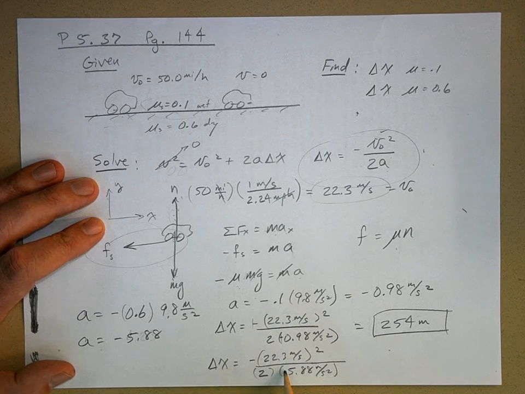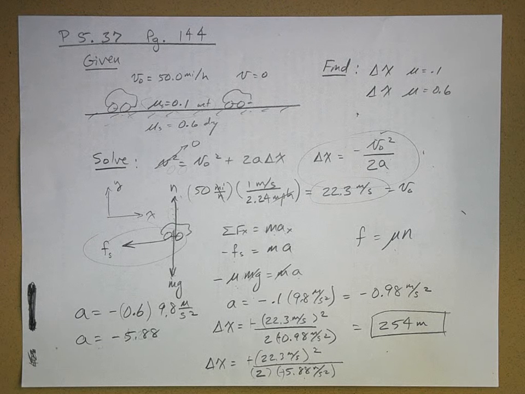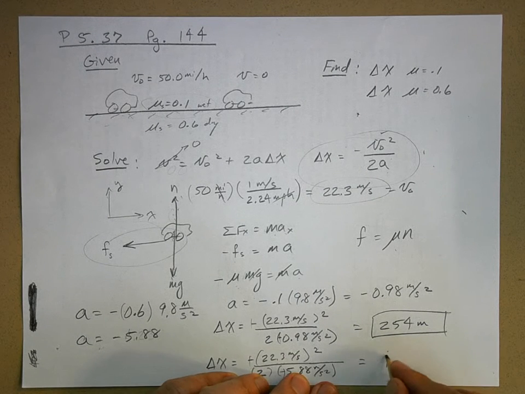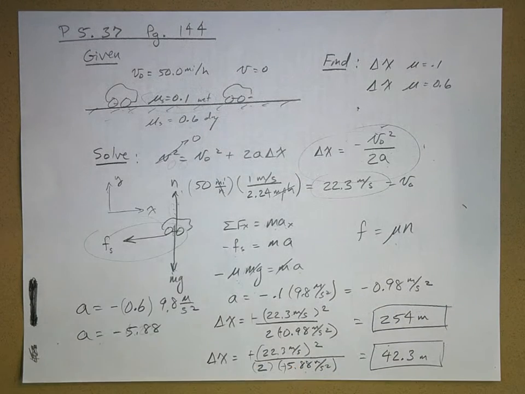So the negative will cancel the negative again. So 22.3 squared divided by 2 divided by 5.88 is 42.3. So quite a bit less, huh? 42.3? Yeah, and the book has 42.7. Yeah, it's okay. The back of the book is slightly different.